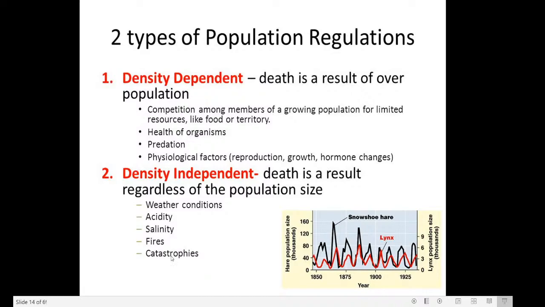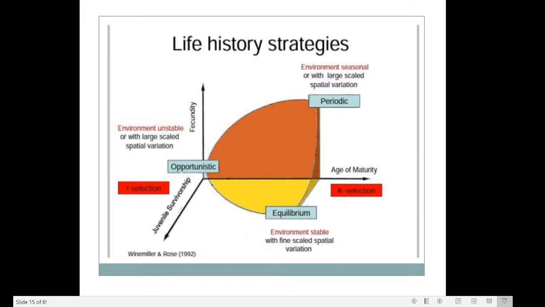They won't affect the population size. But density dependent factors affect the population. Here, life history strategy. In the life history strategy, we have three conditions: environment seasonal, environment stable, environment unstable.